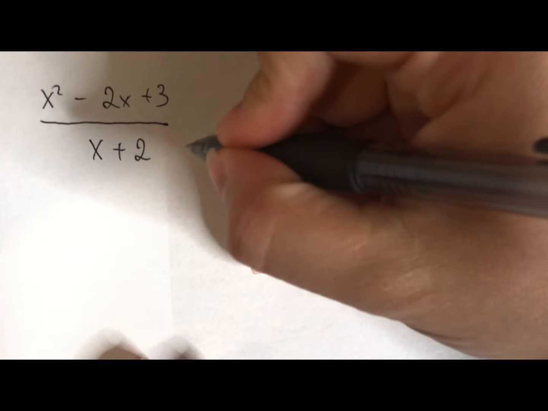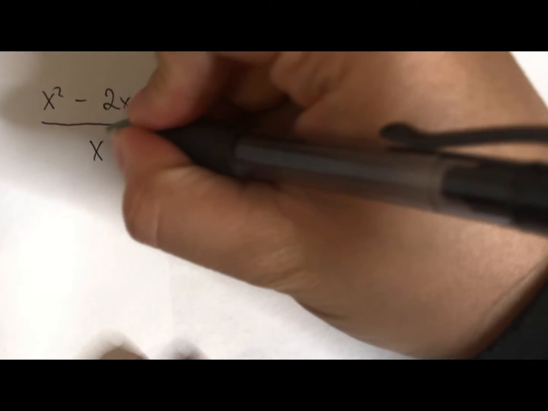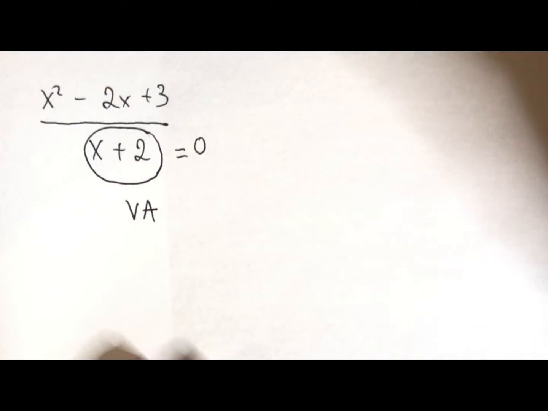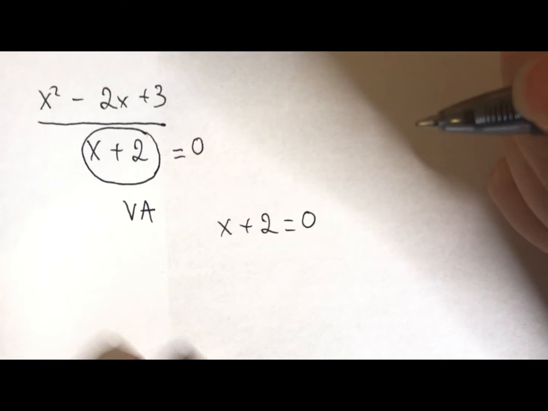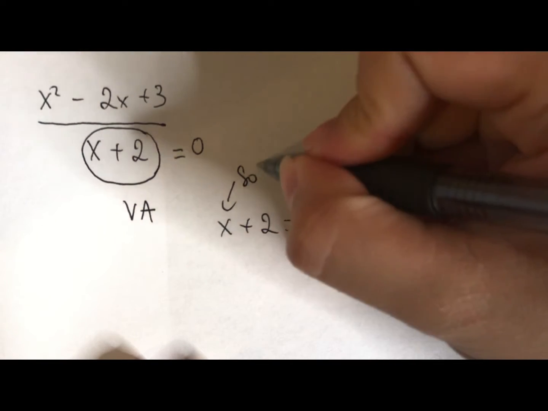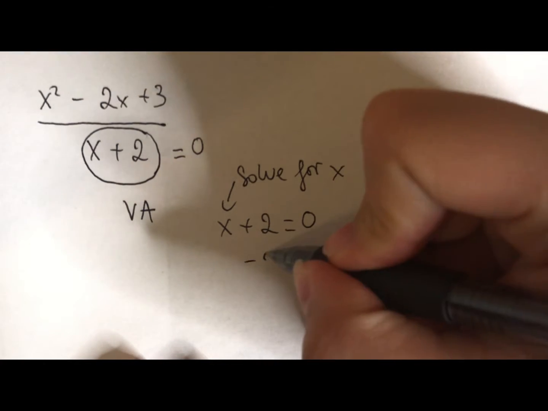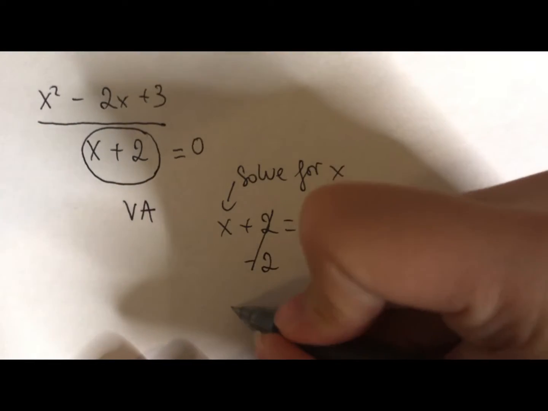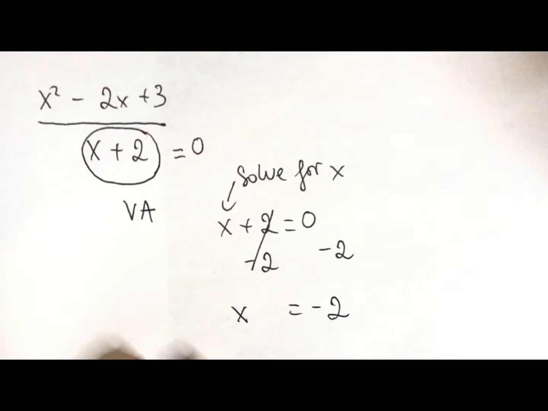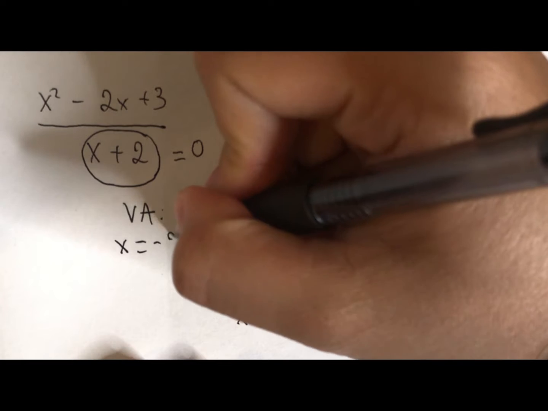So to find the vertical asymptotes, usually we say VA, you're just going to set the denominator equal to 0. So when x plus 2 is 0, we're going to solve for x. To isolate x, we're going to subtract 2 on both sides. Plus 2 and negative 2 cancel out. We're going to have x equals negative 2. So the vertical asymptote for this function right here is just x equals negative 2.